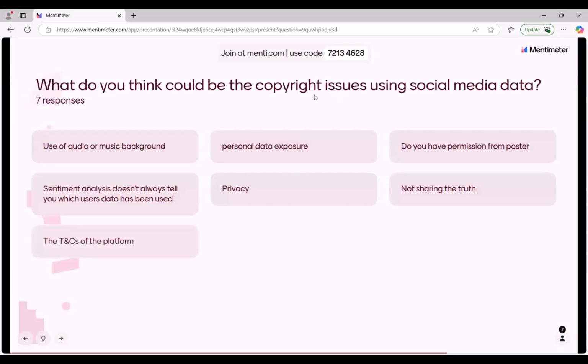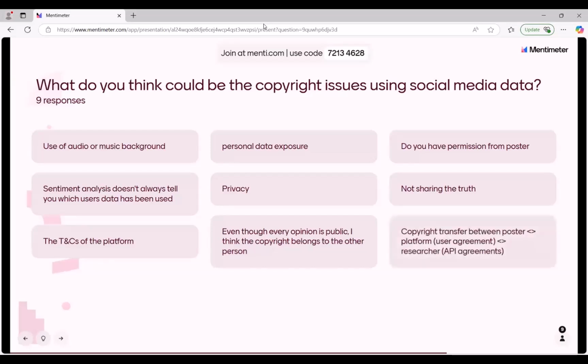I'm asking about the copyright issues, ownership issues. So the terms and conditions of the platform, that is right. And the question that do you have permission from the owner, that is a valid one as well. Any other thoughts before we go back? Yeah, even though every opinion is public, I think the copyright belongs to the other person. That is true.